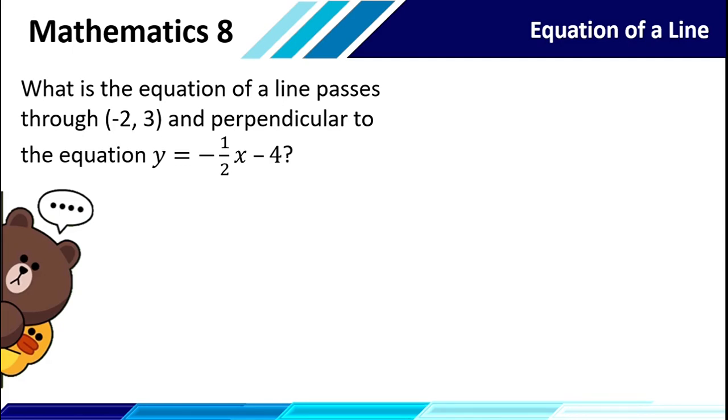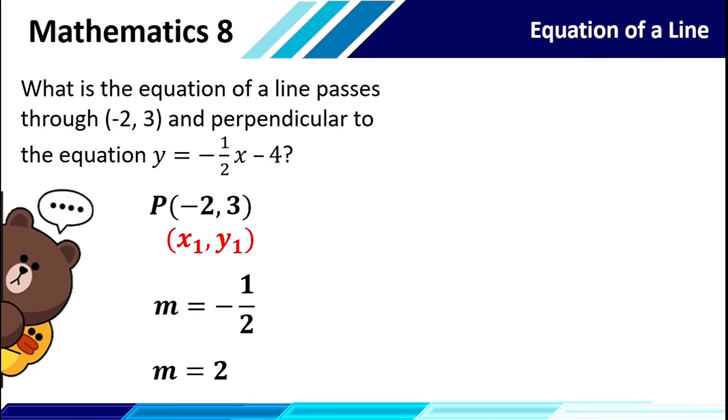What is the equation of a line that passes through (-2, 3) and is perpendicular to the equation y = -1/2 x - 4? Again, we have here a given point which is (-2, 3). This will serve as our x sub 1 and y sub 1 coordinates. We also have a given slope which is -1/2. For us to find the equation of the line perpendicular to it, we need to get the negative reciprocal of our given slope, which is -1/2. The negative reciprocal of -1/2 is positive 2. This will be the slope of the perpendicular line.